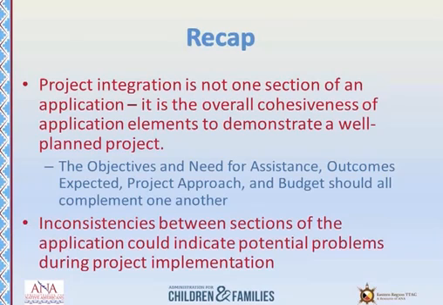So in review, project integration is not one section of an application. It is the overall cohesiveness of the application elements to demonstrate a well-planned project. The community is your catalyst for determining your long-range goals, prioritizing those goals and selecting the project that is most critical to be solved with A&A funds. The problem is why you are writing the grant. The outcomes expected are your results and benefits expected, which relate only to the objectives and OWP and measure what is produced and achieved. The impact indicator relates to your overall project and measures the change in your community.